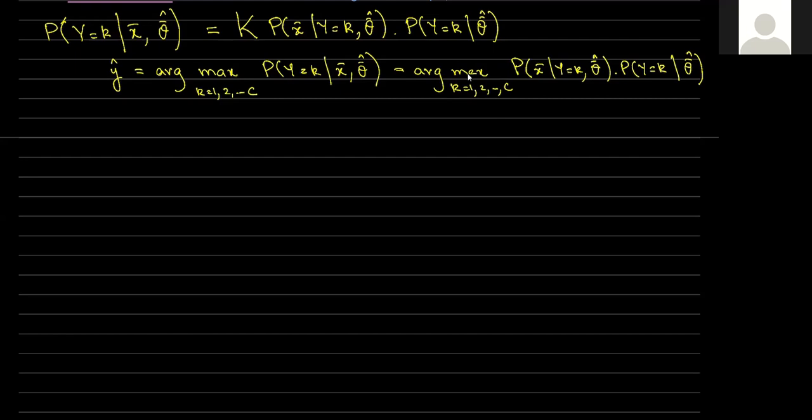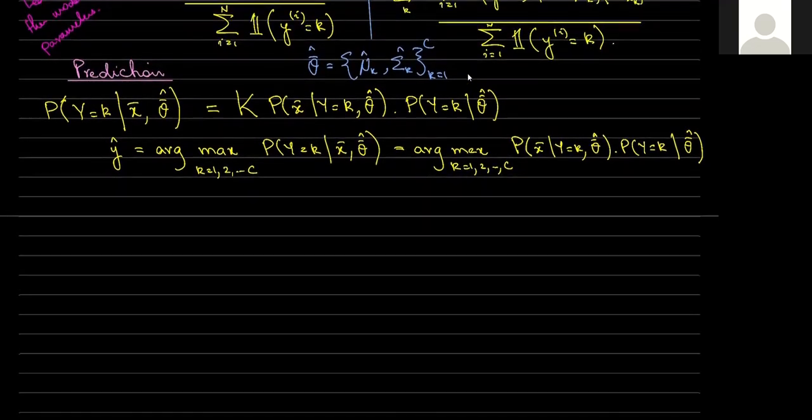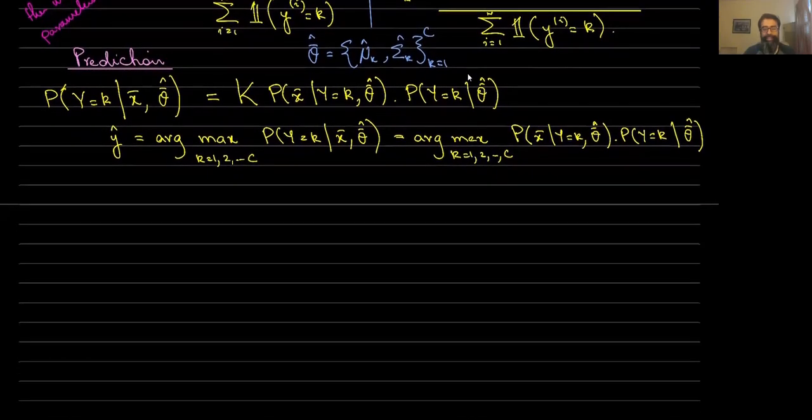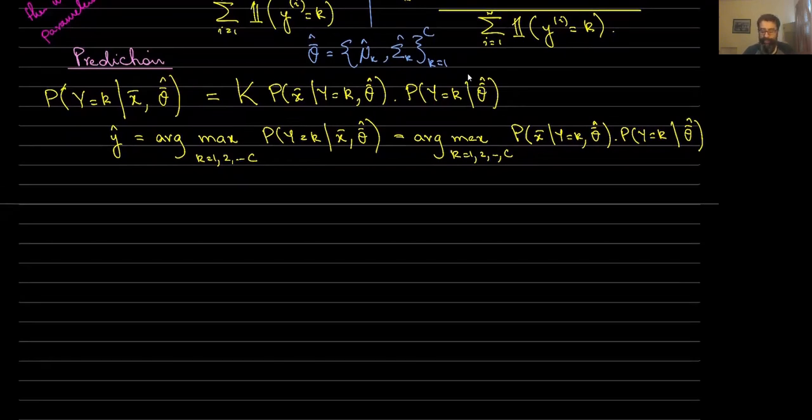Yes sir. Sir, मैं confused हो रहा हूँ कि theta exactly क्या है, किस तरह represent कर रहा है ये? So theta hat is a set. ठीक है? So अगर आप इस तरह represent कर रहे हैं कि theta hat है mu one, sigma one, mu 2, sigma 2, all the way to mu c, sigma c. Or sorry, hats are here.